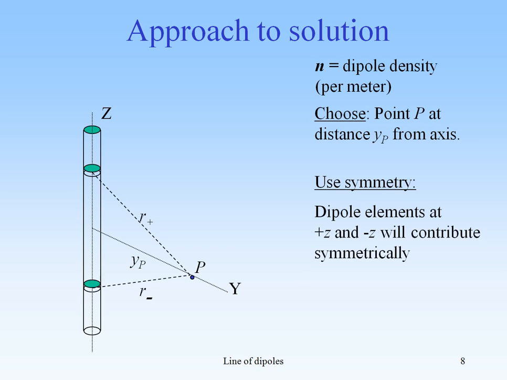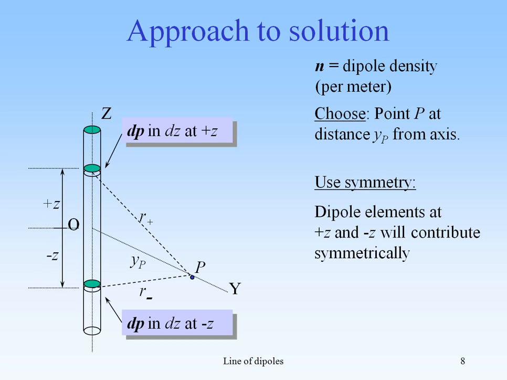Use the symmetry, and this means that dipole elements at plus z and minus z will contribute symmetrically, and we have dipole elements in the line element dz. The dipole elements are dp vectors at plus z and minus z, and dp is n, the number of dipoles per meter, times the dipole moment p, times the number of meters, the length of dz.